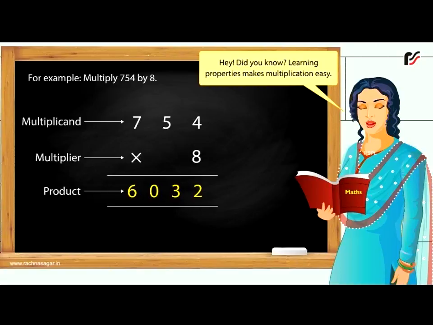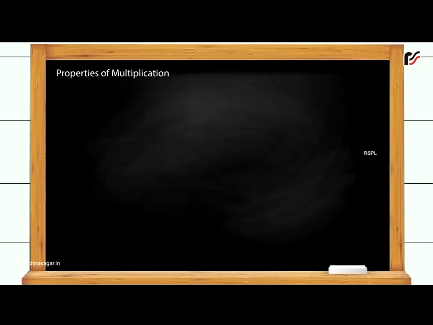Hey, did you know? Learning properties makes multiplication easy. Now I'll explain you all 7 properties of multiplication one by one. Properties of multiplication. The product of two whole numbers is a whole number. For example, 7 multiplied by 5 is equal to 35.